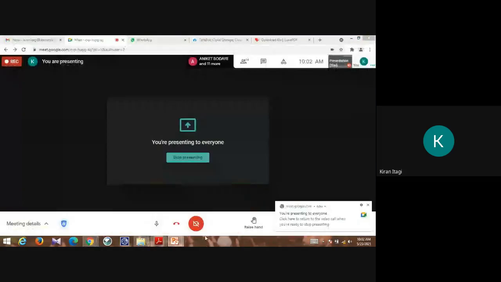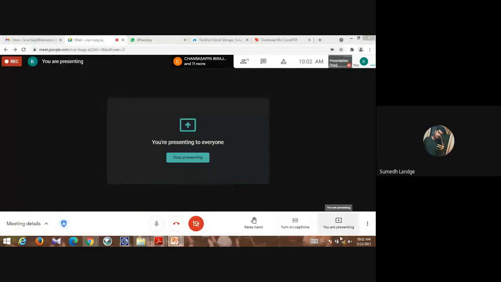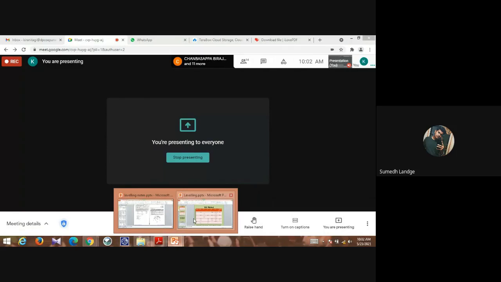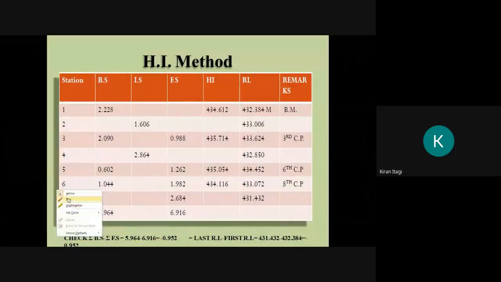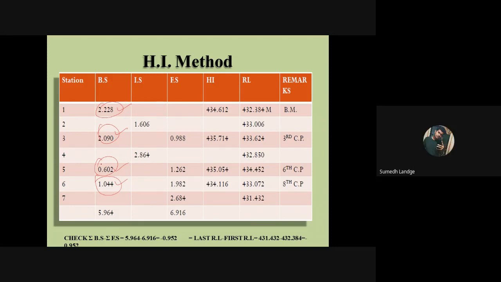Am I audible? Yes, sir. Okay. So add all the backsights. Add this one. Add all the backsights. How much are you getting? Add all these readings. How much are you getting? 5.964.